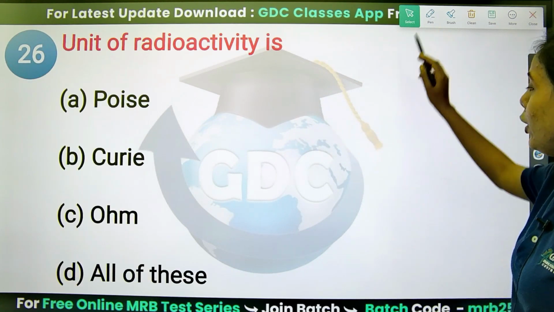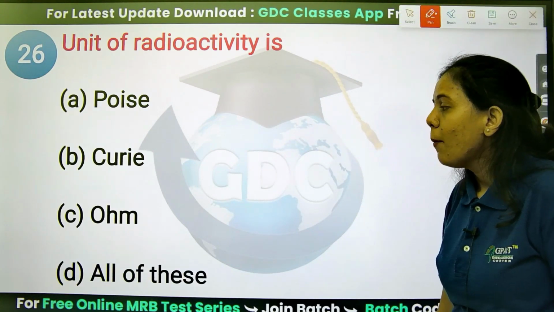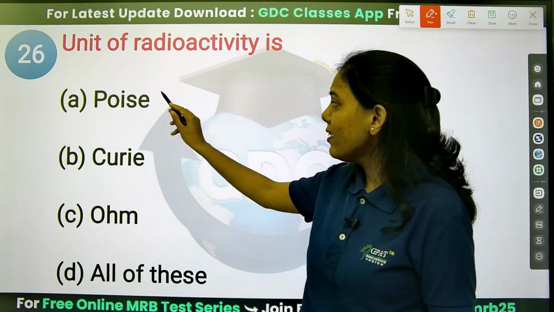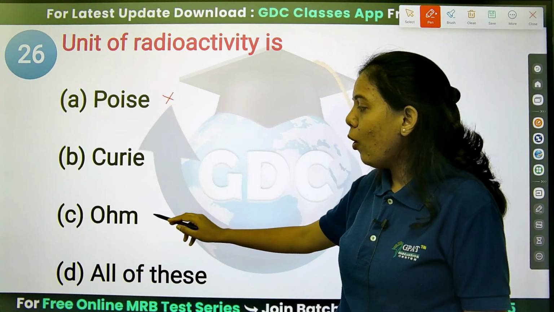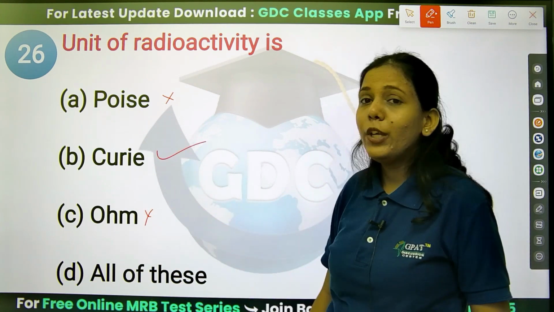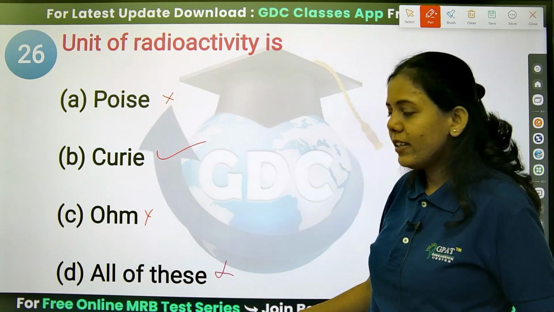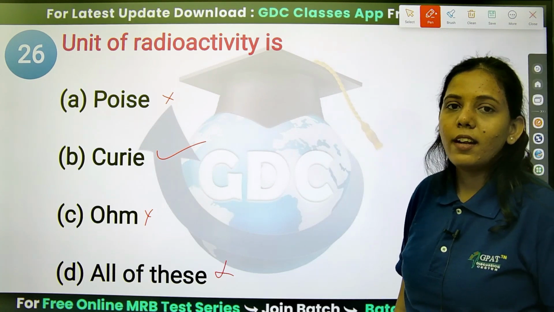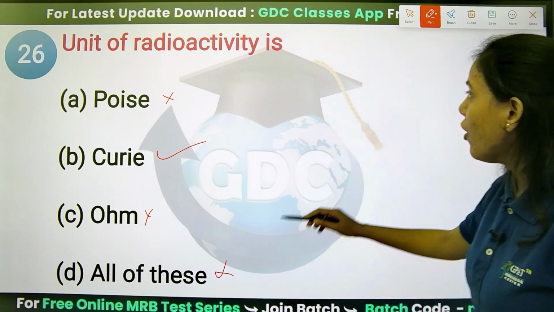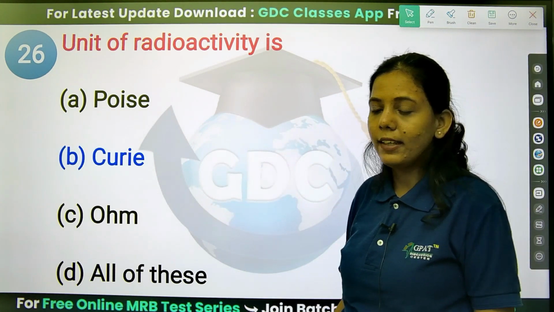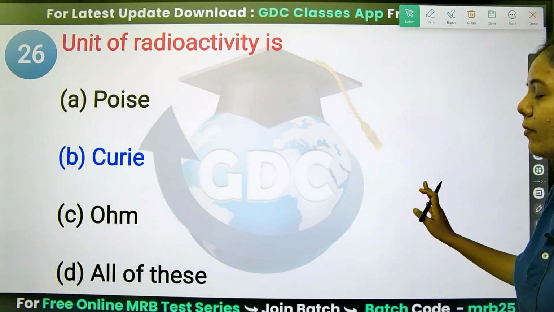Unit of radioactivity is Poise, Curie, Ohm, all of this. So Poise is not there. Curie, Ohm, this Ohm is not there, that is for the conductivity. So Curie is the right answer for the unit of radioactivity. Please remember, unit of radioactivity is nothing but the Curie.